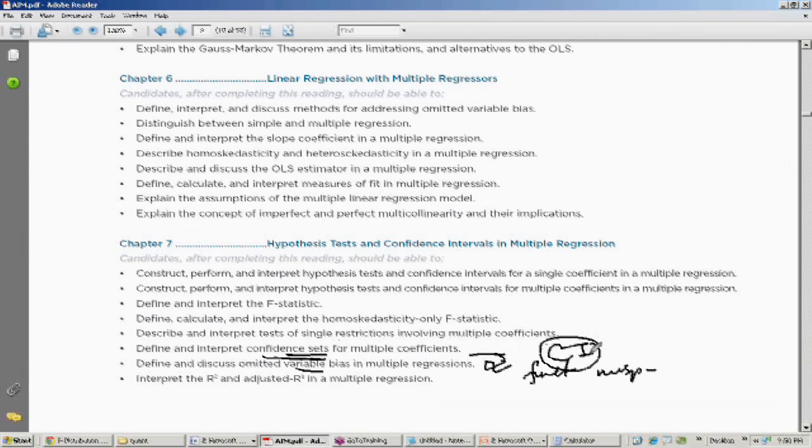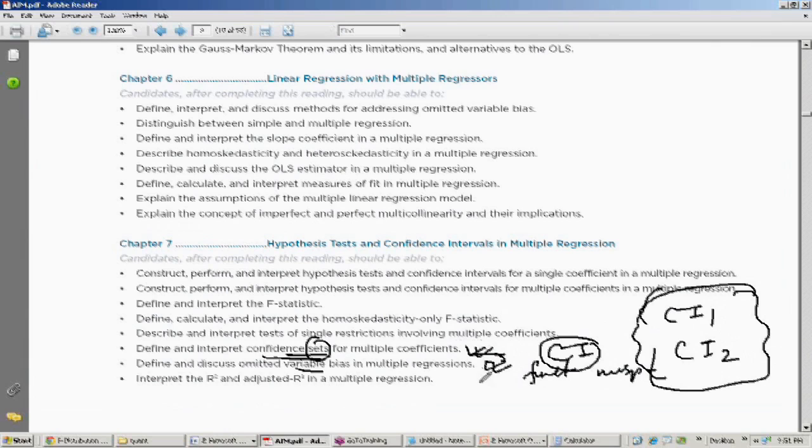What is the confidence set? It is nothing but the confidence interval. Here, why have they said a set rather than an interval? Because you have a confidence interval for one variable, and a confidence interval for two variables. As a result, you have a collection of confidence intervals, and that is the set.